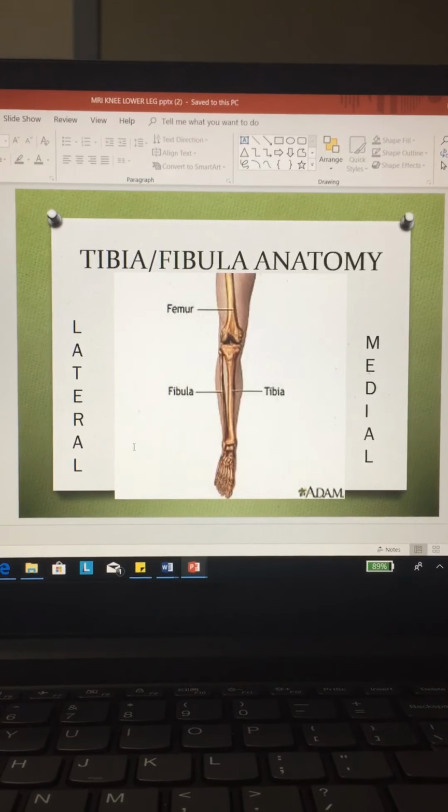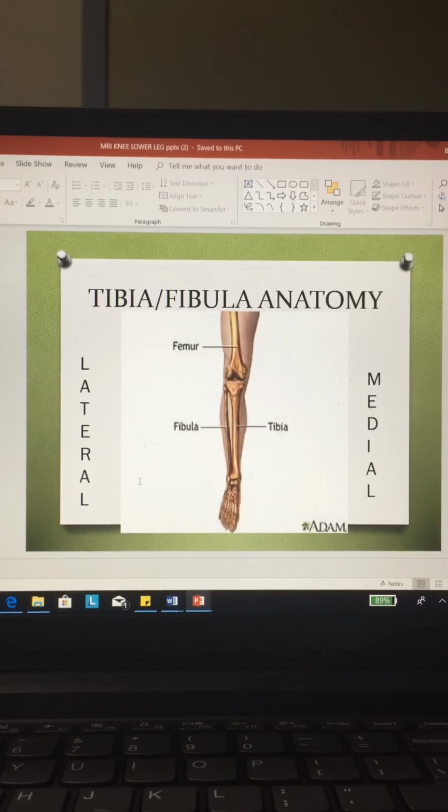Fibular anatomy here. And again, we know that the fibula is lateral, the tibia is medial. Think of the lower leg, because it's a long bone, as being similar in how you scan the femur. The femur is considered a long bone. Tib fibs are considered long bones, okay?